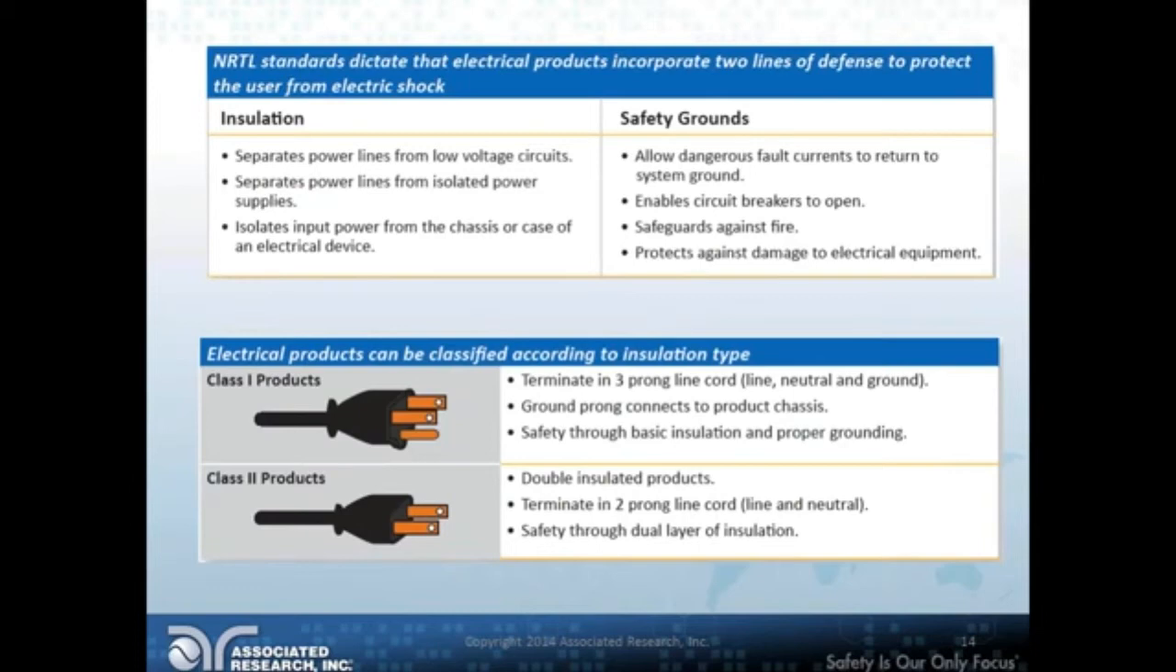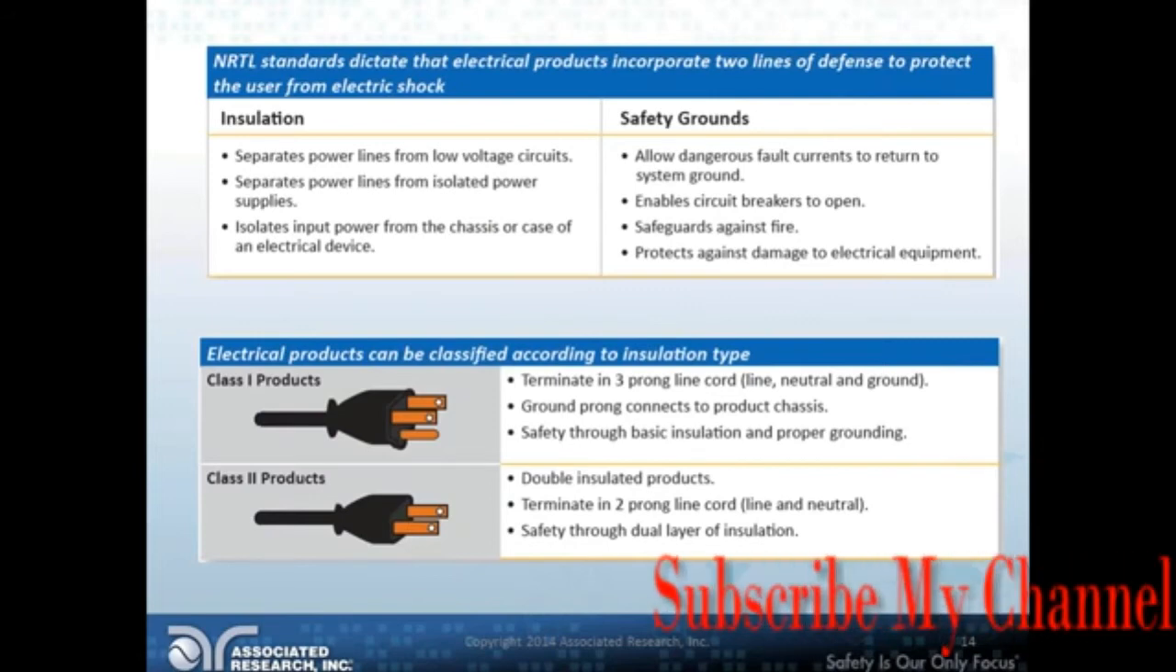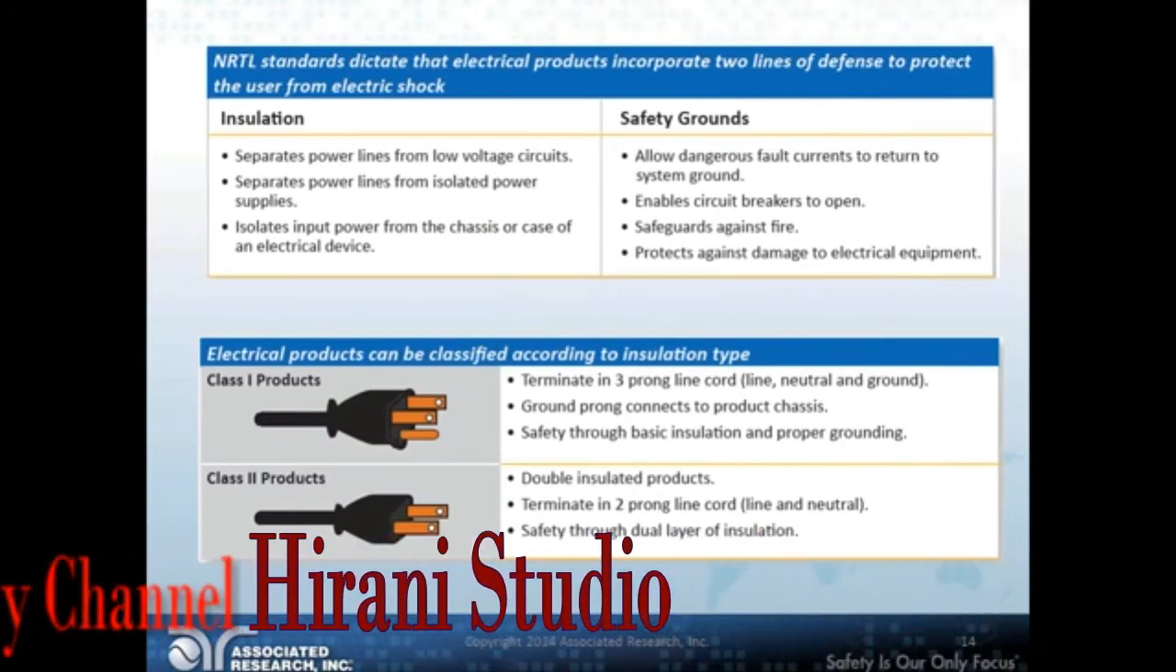So the NRTL standards dictate that electrical products incorporate 2 lines of defense to protect the user from electrical shock. 2 main lines of defense anyways. There's others, but we don't have the time to cover everything in detail in this webinar. First of all, there's insulation. This is what we've been talking about. This is what the high-pot test checks.